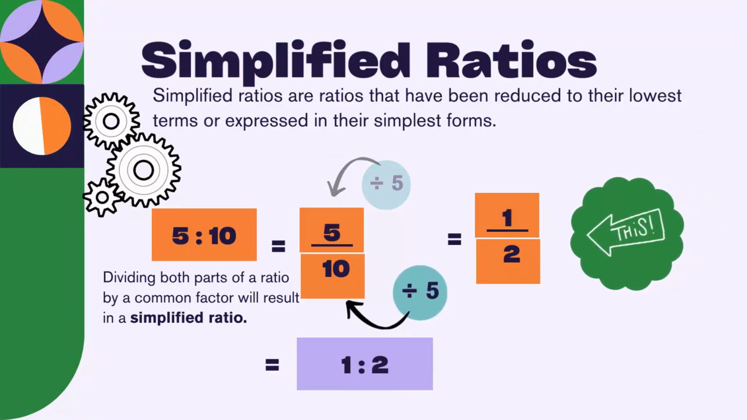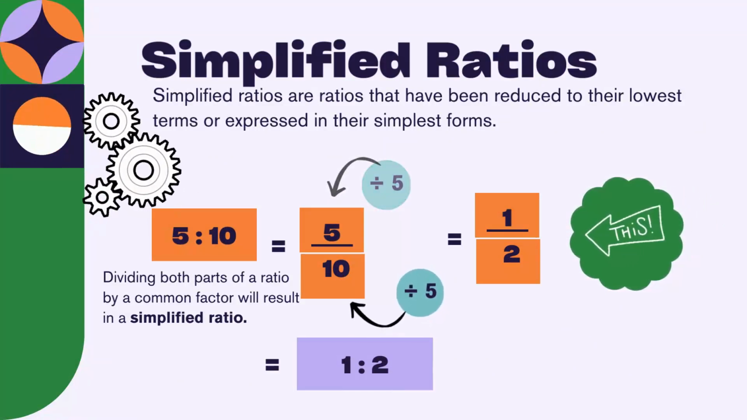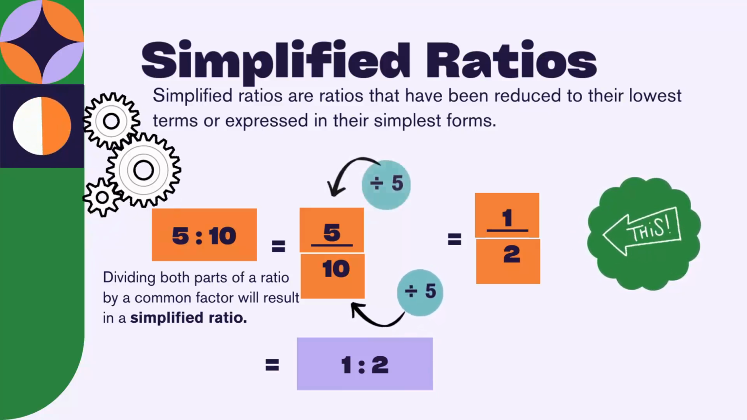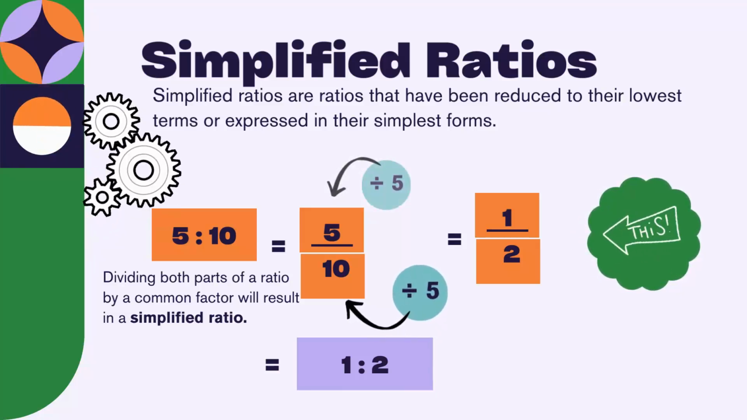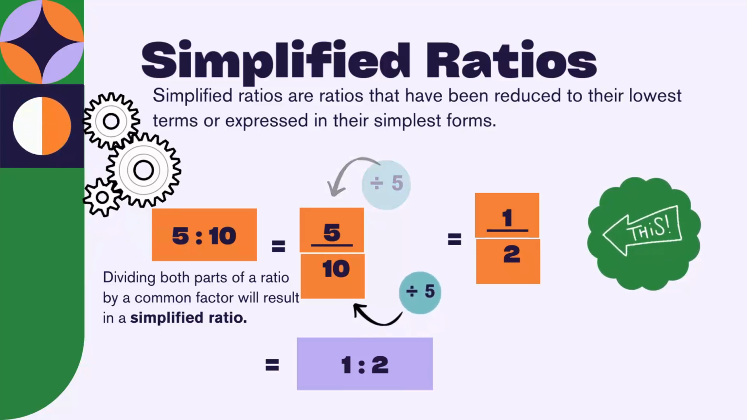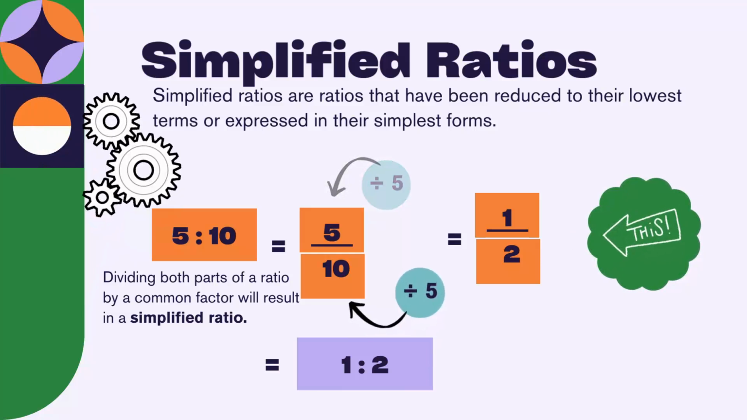Finally, how do we simplify ratios? Simplifying ratios involves expressing them in their simplest form. First, express your ratio as a fraction having 2 parts. For example, 5:10 becomes 5/10.